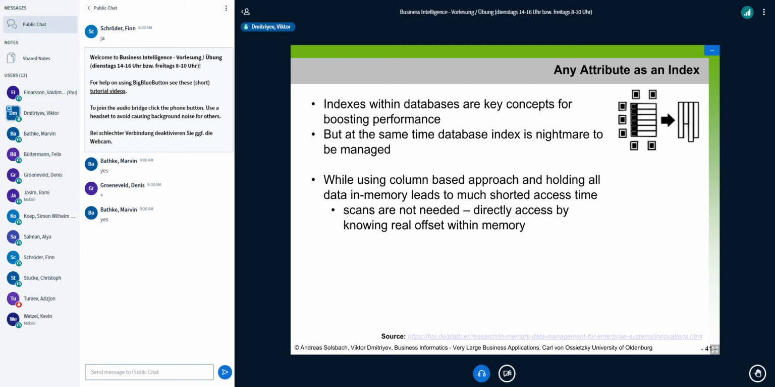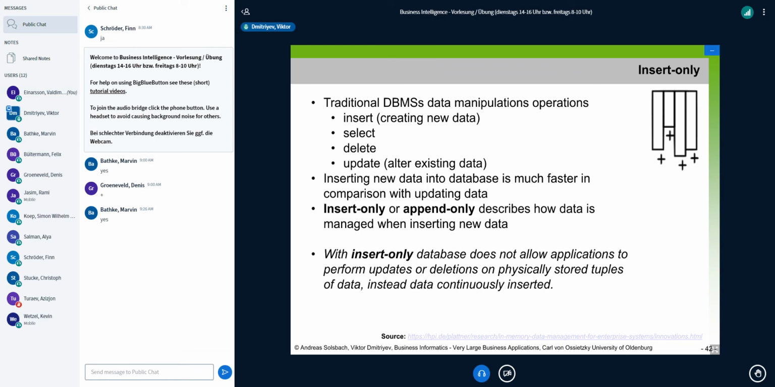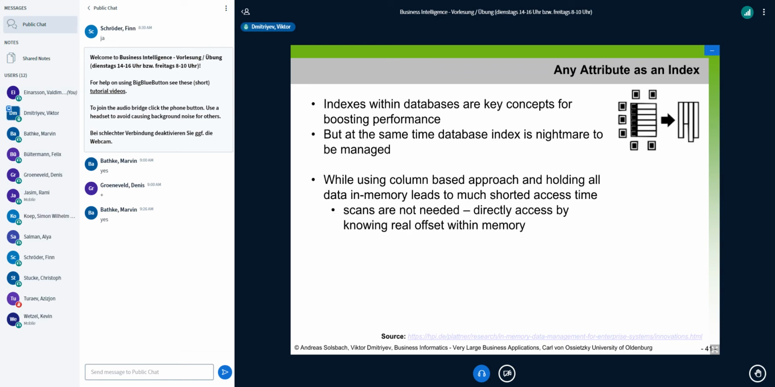Any attribute as the index. It could be a bit hard to understand, but you don't need an index. Speaking about the in-memory database, you can use any attribute as the index. How is it possible? Inside the memory, you always have a start point, yeah? And you always have a type of the data that is stored inside a column. And basically, to find a particular value within this column, you need to run a simple calculation. You need to calculate an offset.